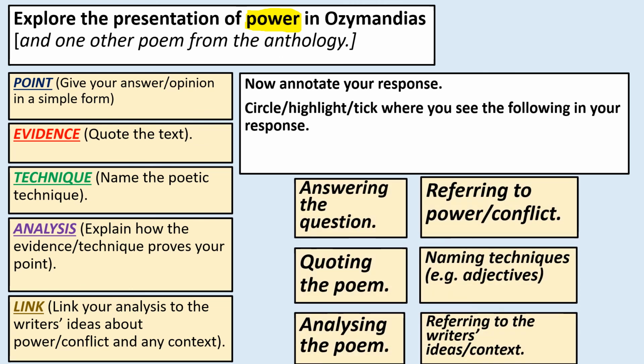So I've actually referred back to what we picked out in the starter activity here. So those 6 skills that we have to demonstrate here are answering the question, referring to power and conflict. You'll see that's basically making a point. Quoting the poem, giving evidence. Naming the technique, analysing the poem, and referring to the writer's ideas or context is a link. Whether you use the petal structure to annotate it, absolutely fine. If you'd rather, you can use any of those 6 boxes. But that is in essence all you get marks for in literature.